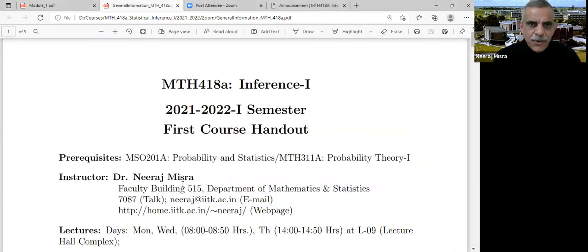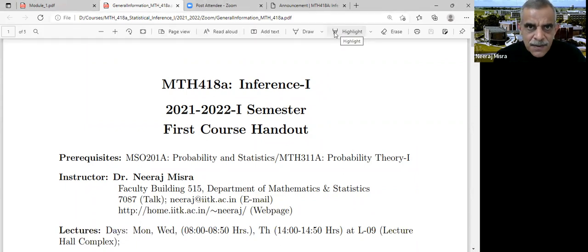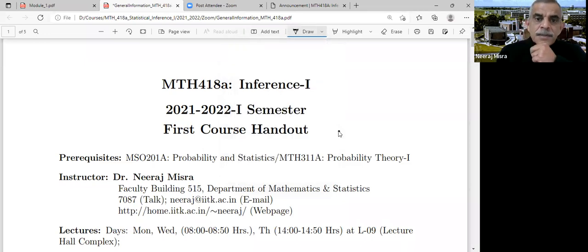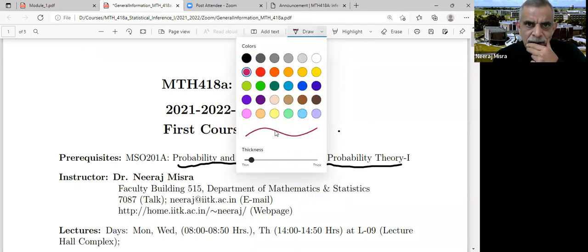So this is a course on inference 1. The prerequisite is probability statistics, and either you should have done also probability theory 1. That is always useful if you have done it.